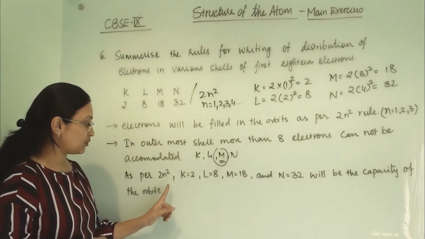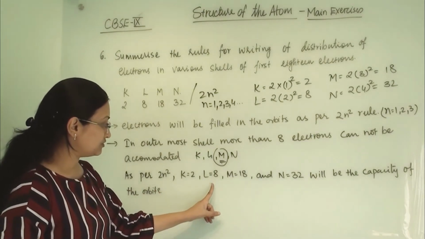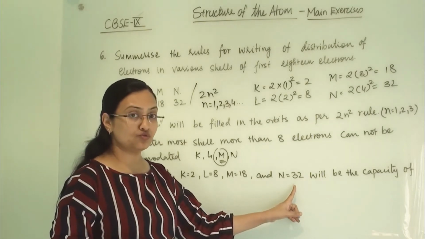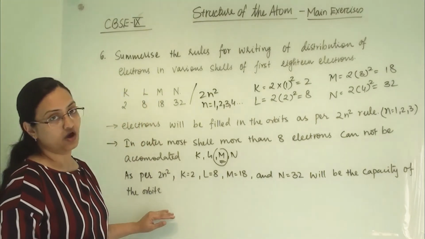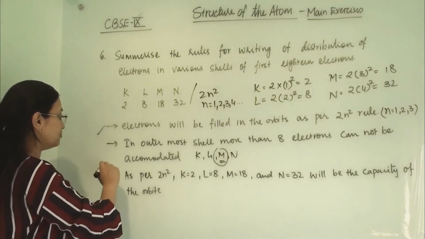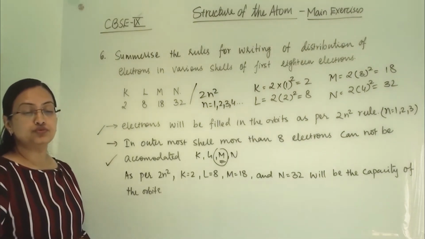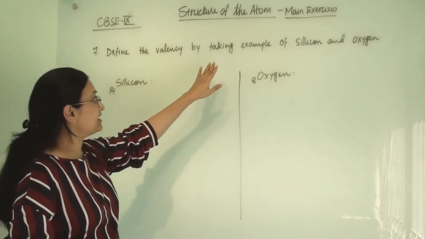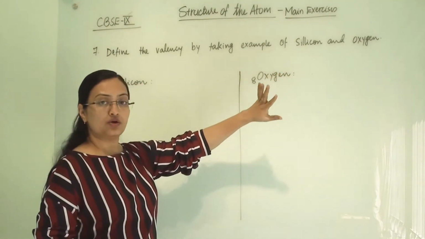As per 2n², K equals 2, L equals 8, M equals 18 and N equals 32 are the capacities of these orbitals. So these two are important rules to distribute the electrons. The seventh question is, define the valency by taking the example of silicon and oxygen.